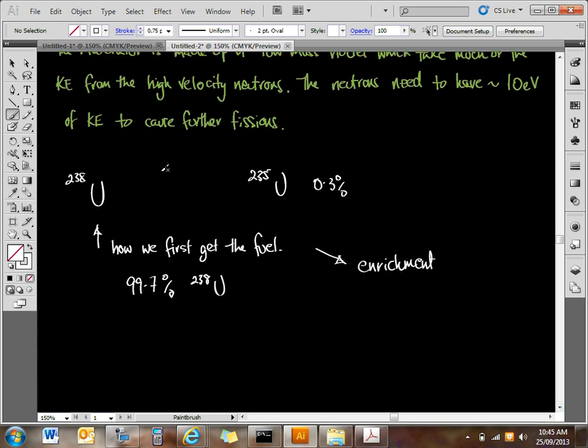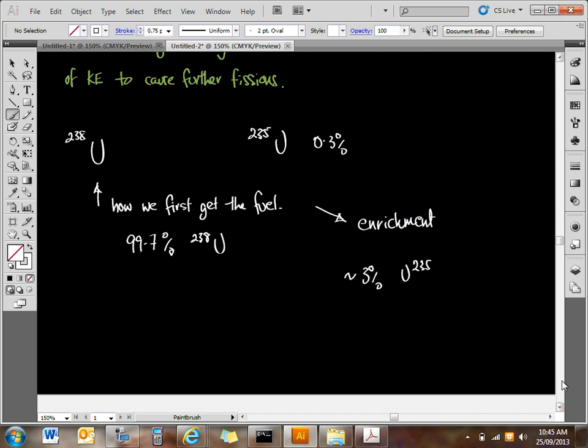We're changing this stuff into this stuff, and we get approximately 3% U235. Yes, I've put the mass number on the right-hand side. That's okay too. I should be consistent with that as best I can, but just so you know, you can write it that way. 3% U235. This is what is said to be fissionable fuel.